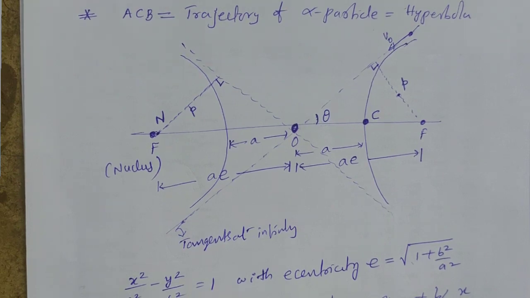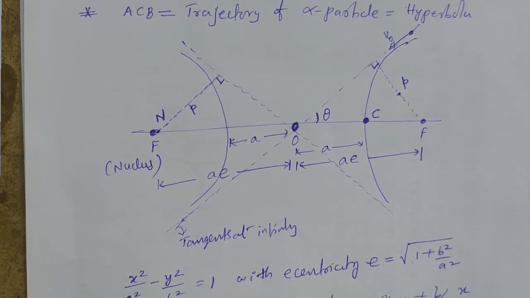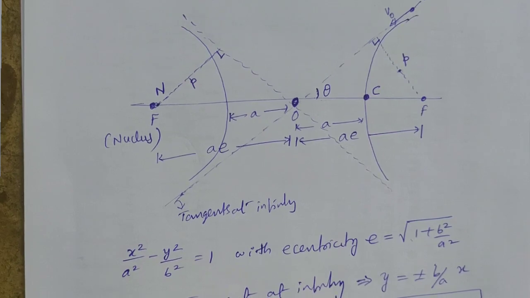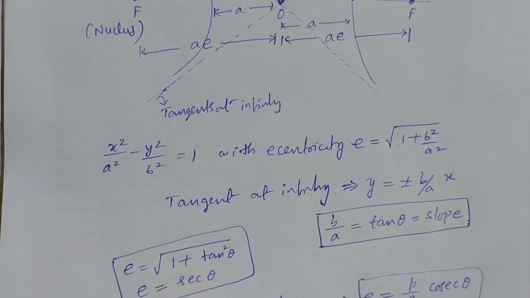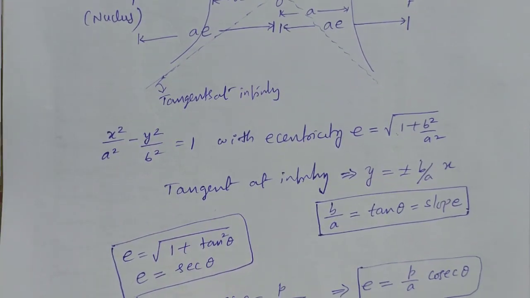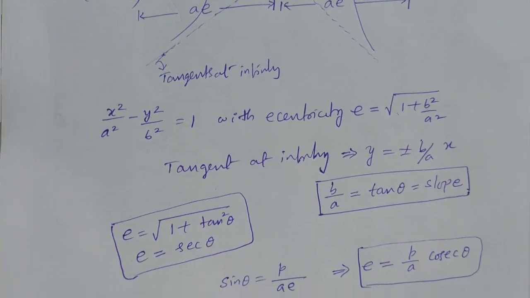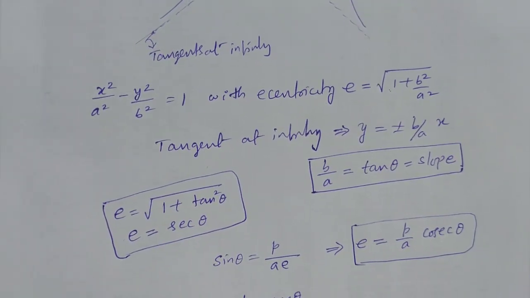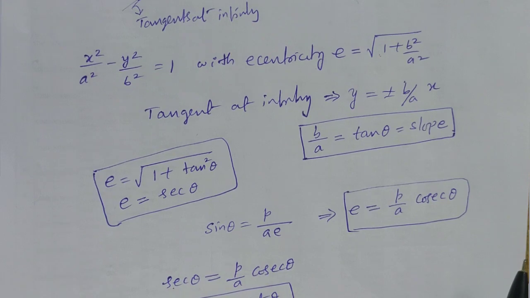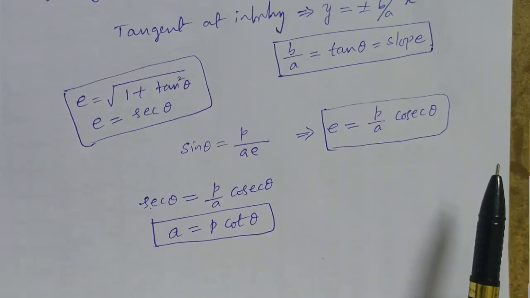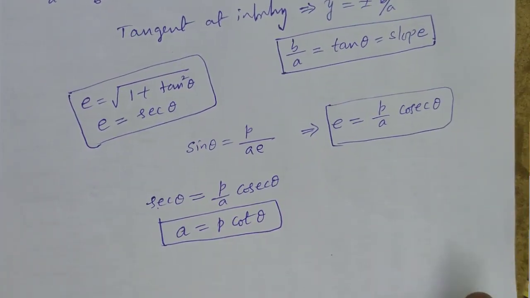One point is clear, ACB is the hyperbola. What is the equation of the hyperbola? That is x square by a square minus y square by b square, with eccentricity we define. The tangents at infinity we call asymptotes, which have the equation y is equal to plus or minus b by a x, where b by a is the slope, y equals mx. Slope means tan theta. From there we have derived all these things. So with this the point will be clear. Next we will move to the next point.